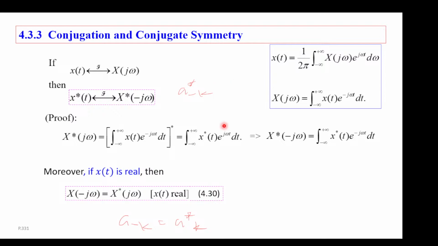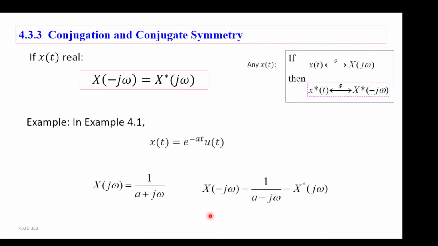And so similarly, if x is real, then we have that X of minus j omega equals X star of j omega. This is similar to a of minus k equal to a star of k in the periodic case. And then we have an example of this happening.